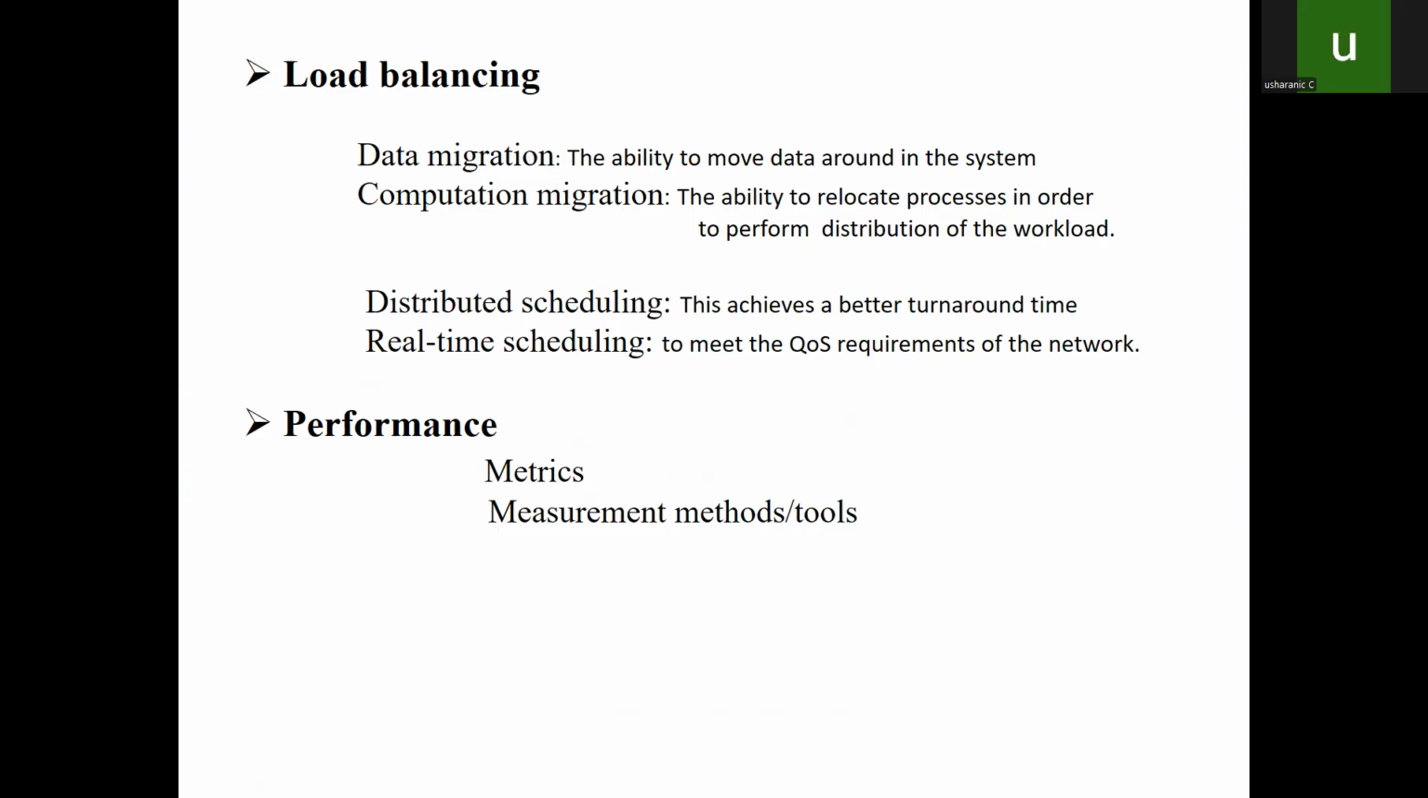And next one is real-time scheduling. It meets the quality of service requirements, that is scalability, reliability, fault tolerance, and performance. So these are all the quality of service requirements of the network. And the next one is performance. It involves defining the right metrics, that is what to measure, latency, throughput, etc. And it can use measurement methods or tools to actually evaluate the system performance. So these are all the issues related to algorithmic challenges.